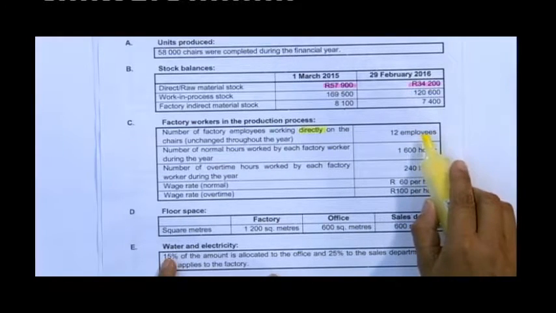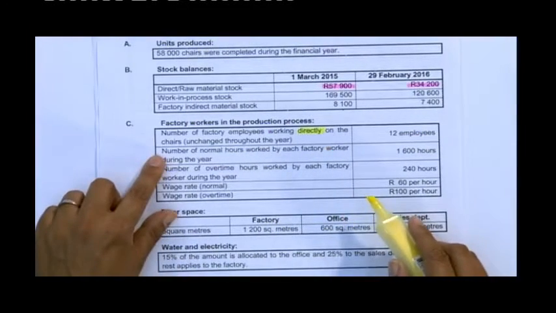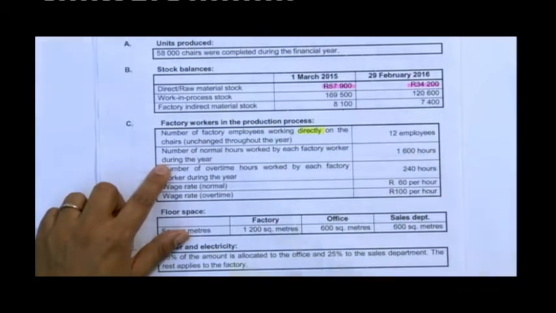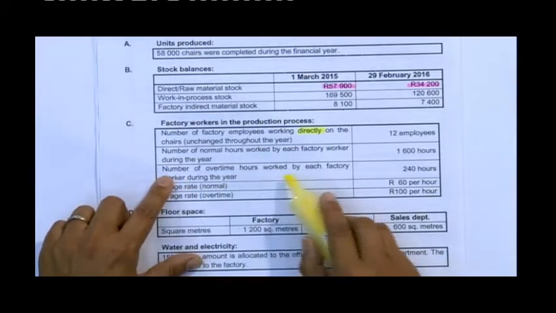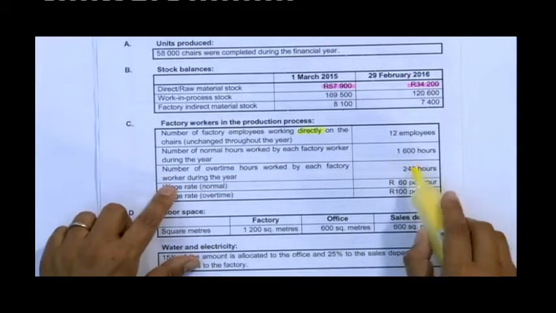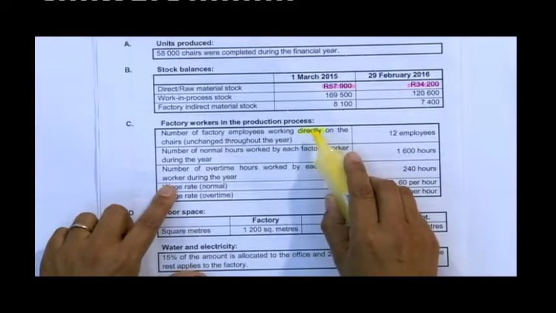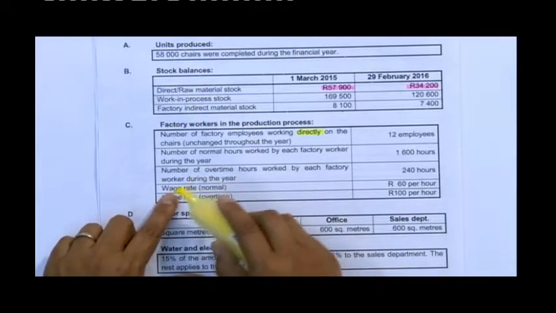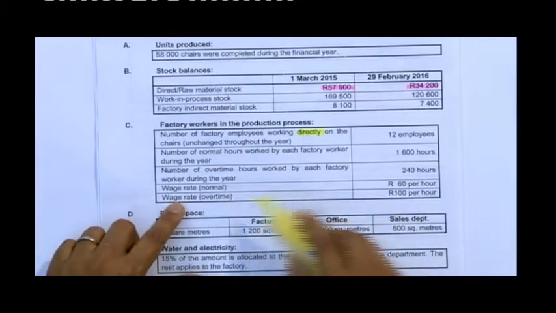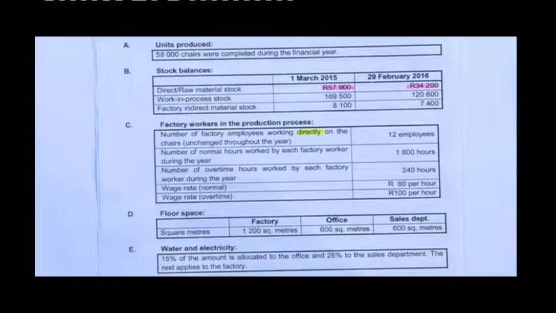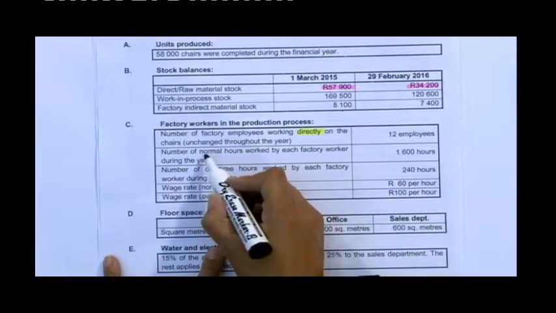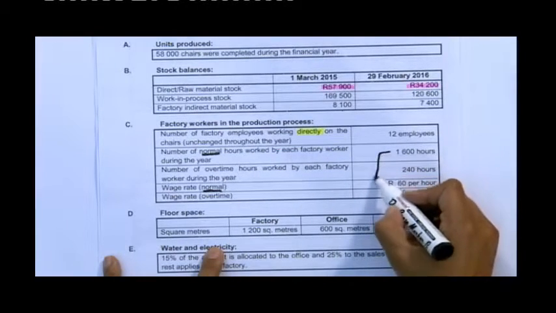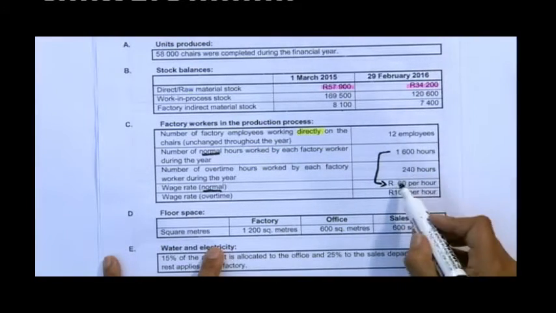So 12 people worked on the chairs throughout the year. Number of normal hours worked by each factory worker during the year, 1,600 hours. Number of overtime hours by each factory worker, 240. So remember, direct labor, these people make the chairs. There's wage rate, normal, wage rate, overtime. So what we're going to do is, okay, there I have normal time. So I'll take 1,600 times 60 times 12.